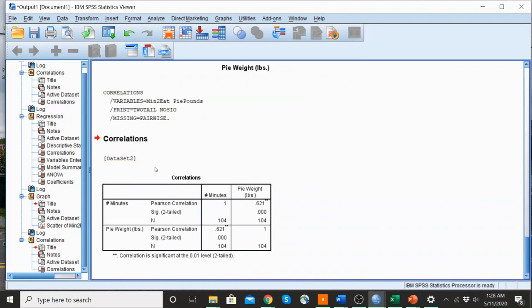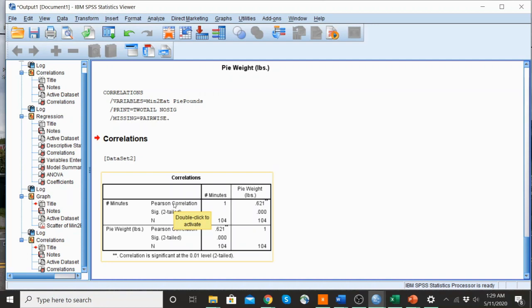Ta-da! At the correlation. Our Pearson correlation shows, if we look at our significance first, it is significant. So there is a significant relationship between the number of minutes it takes to eat and the weight of the pie. We look at our Pearson coefficient, our correlation coefficient, also known as our R coefficient, and we see that it's 0.621. It's a positive number, so it's a positive relationship, and it's pretty moderate to strong. That's a relatively strong relationship.